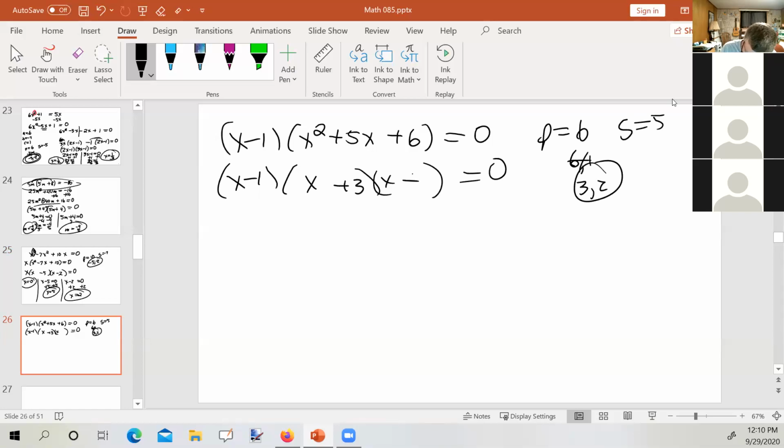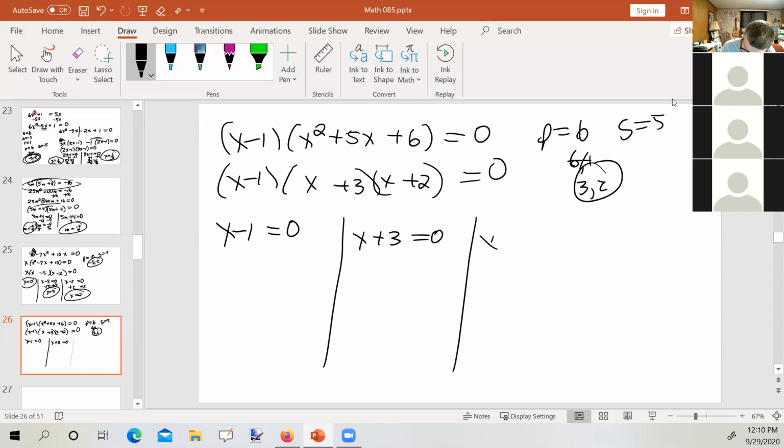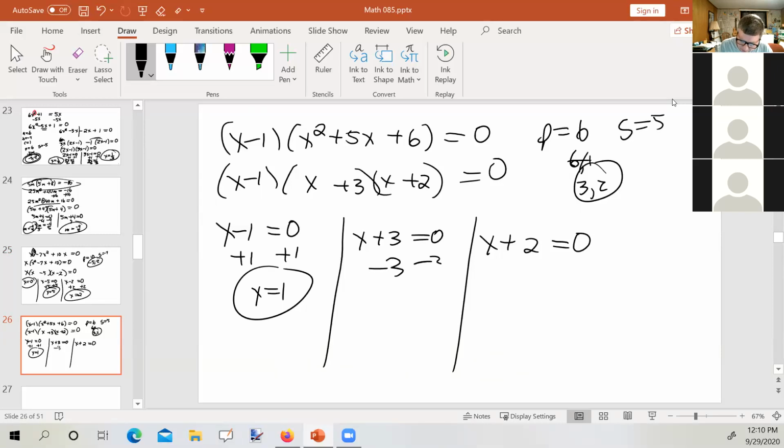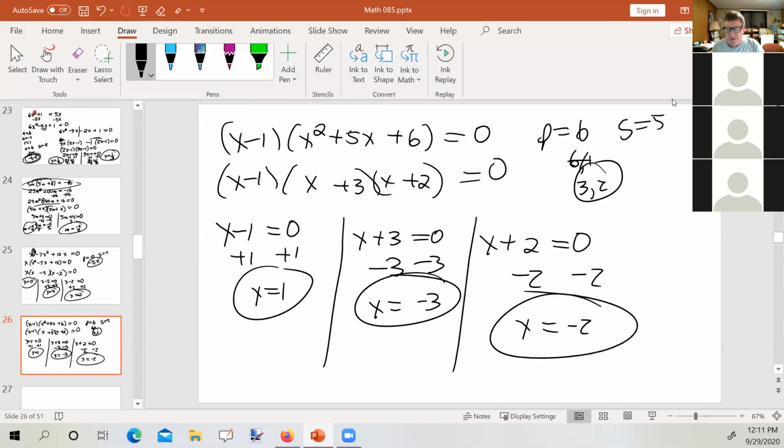Plus 3, plus 2. Take each factor that contains a variable and set it equal to 0, and then solve it. X minus 1 equals 0. Add 1 to both sides. X equals 1. X plus 3 equals 0. Subtract 3 from both sides. X equals negative 3. X plus 2 equals 0. Subtract 2 from both sides. X equals negative 2. And there you have that.